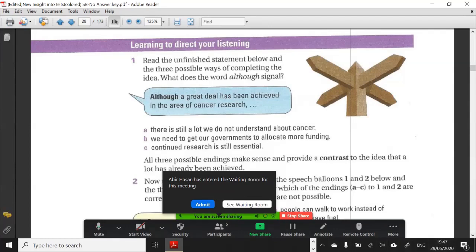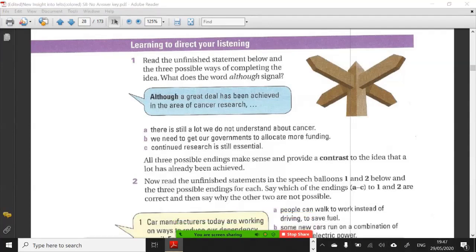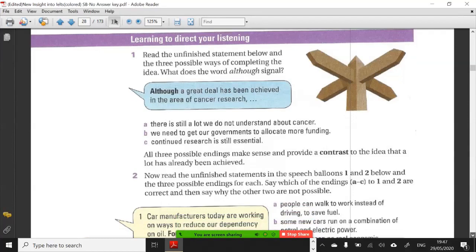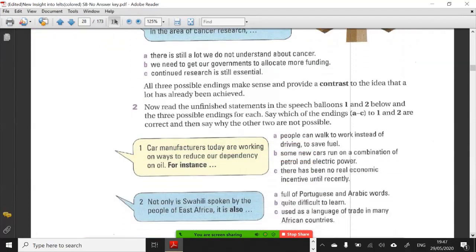Right? Okay. Now, if you go down after the options, you see all three possible endings make sense and provide a contrast to the idea that a lot has already been achieved. All three possible endings make sense. The sentence tells that a lot has been achieved, but still there is a lot more which needs to be discovered, which needs to be achieved.